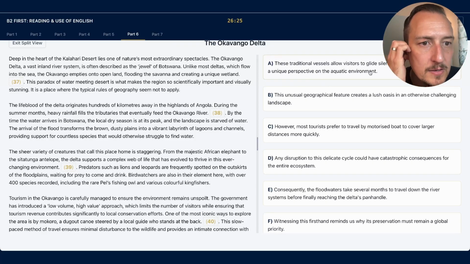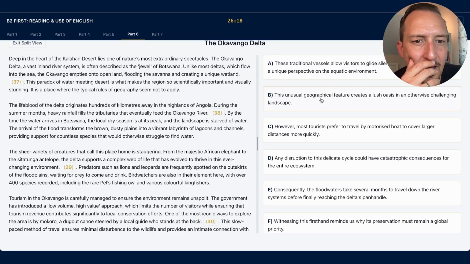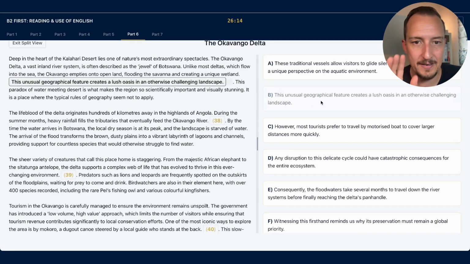A traditional vessel allows. Not vessels. Vessels are like boats. It's not talking about that. This unusual geographical feature creates a lush oasis. It could be that. Let's drop that in. We'll come back to it.